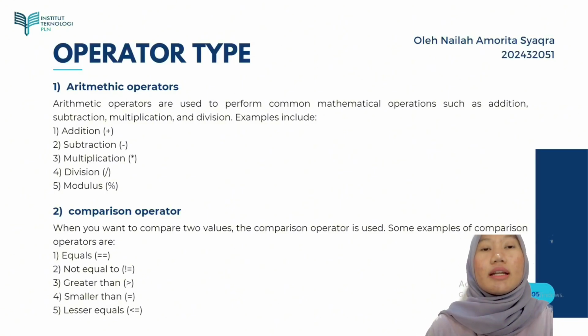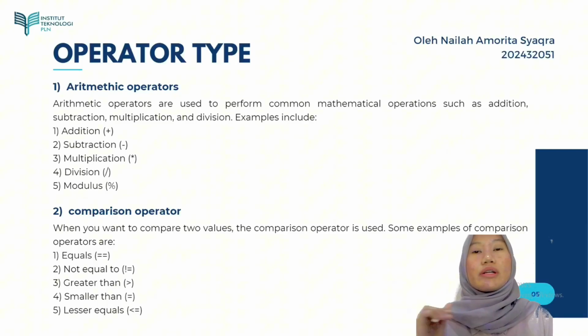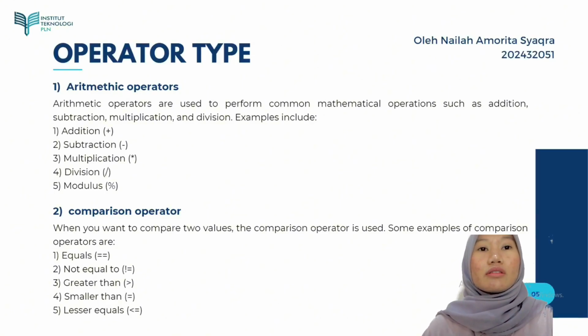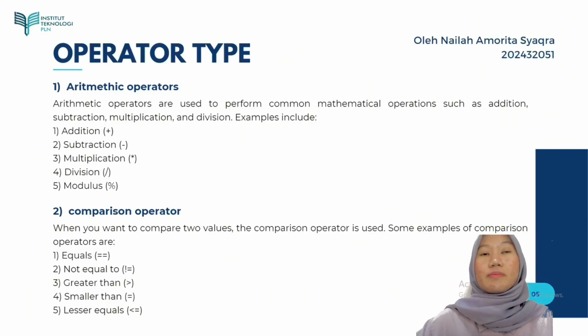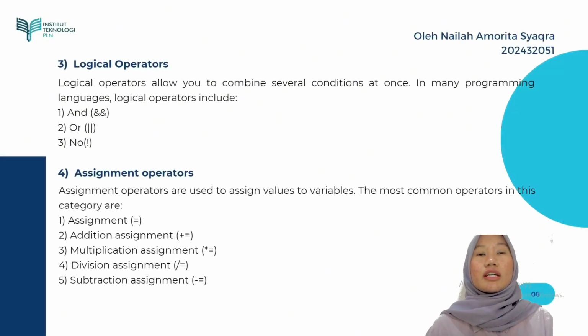Next is comparison operator. When you want to compare two values, the comparison operator is used. Some examples of comparison operators are equals, not equal to, greater than, smaller than, and less than or equal to. Next is logical operators. Logical operators allow you to combine several conditions at once. In many programming languages, logical operators include and, or, and not.